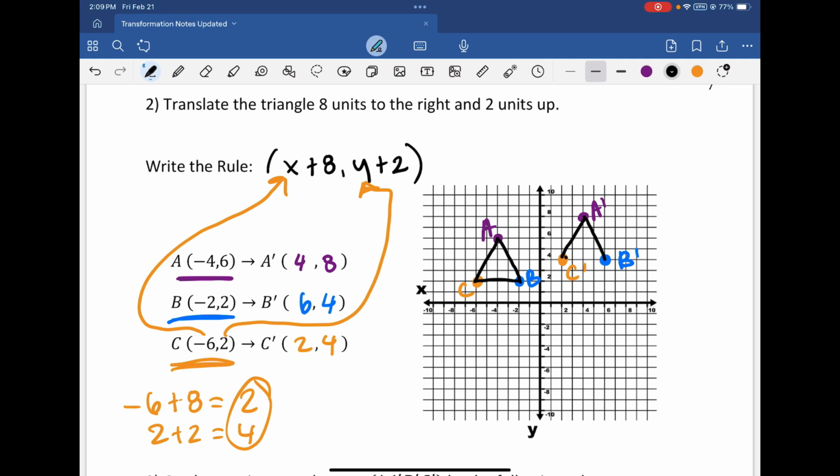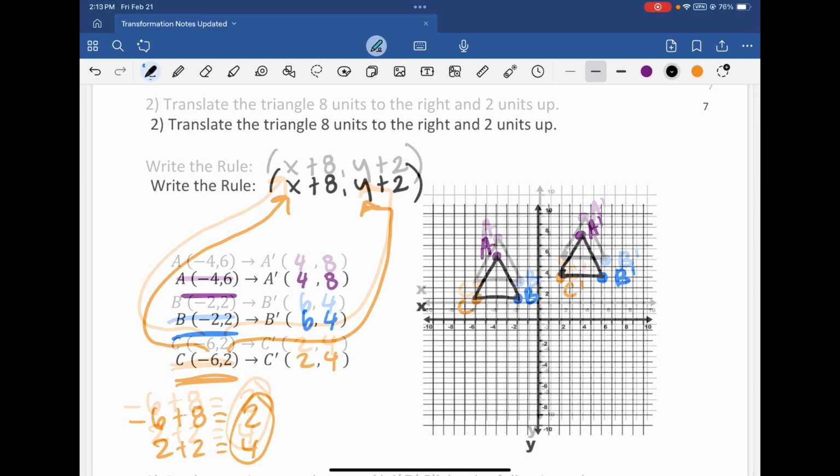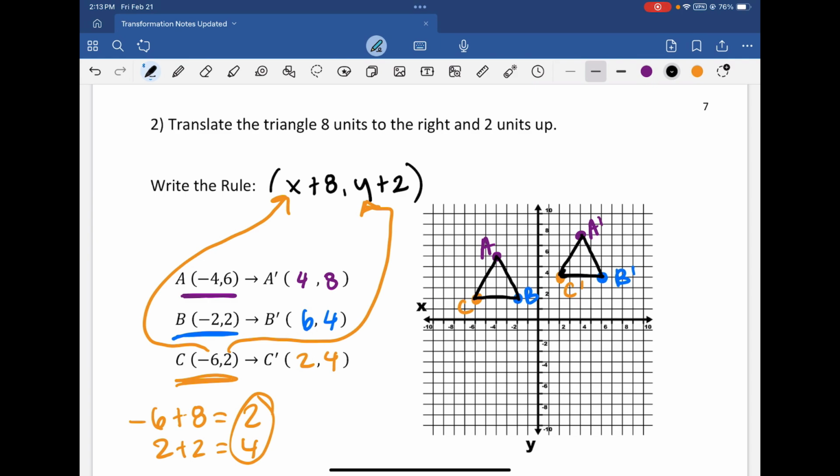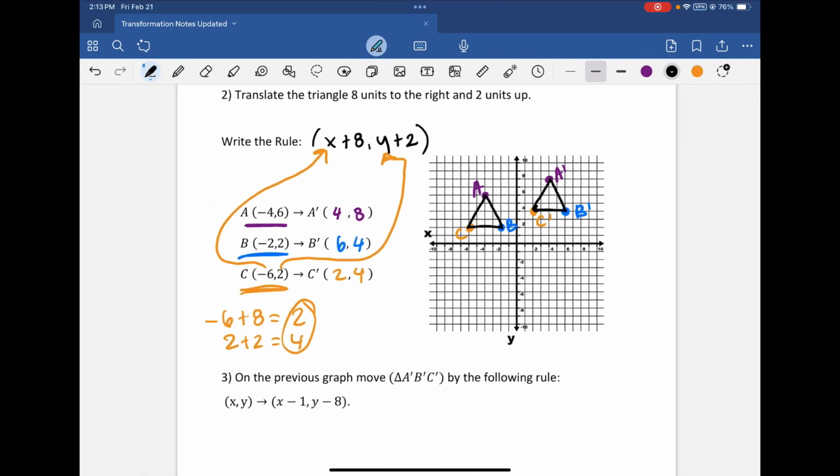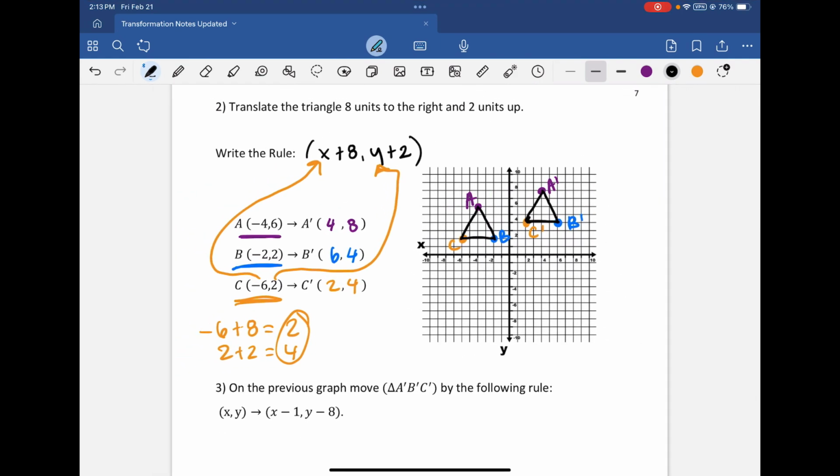And now we have our triangle that we translated to the right 8, and up 2. So you can either use math or the graph. Whatever you guys want to do, I don't care. You just have to know how to write the rule. That's really important. Now that we did number 2, let's go on to question 3.